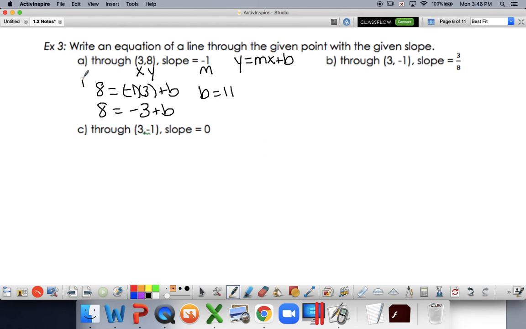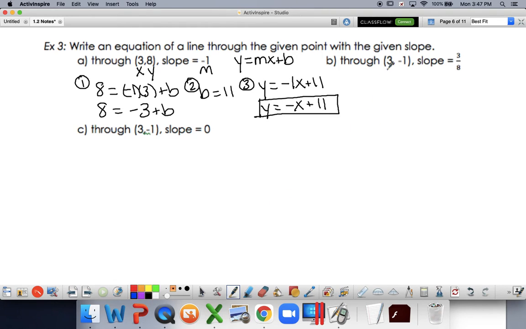So this is step 1. This is step 2. Now step 3 is to plug both the slope and the y-intercept back into this equation. I get y equals -1x plus 11. And you could also write it this way: we don't need to actually write the number -1, we can just do -x plus 11. There is my answer. I encourage you to pause and try B and C on your own before I do those out.